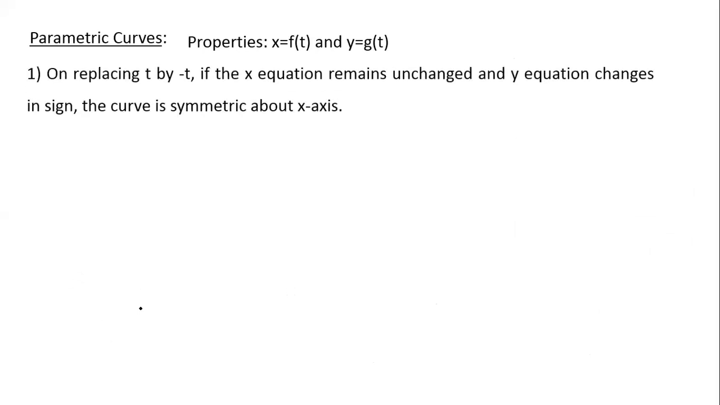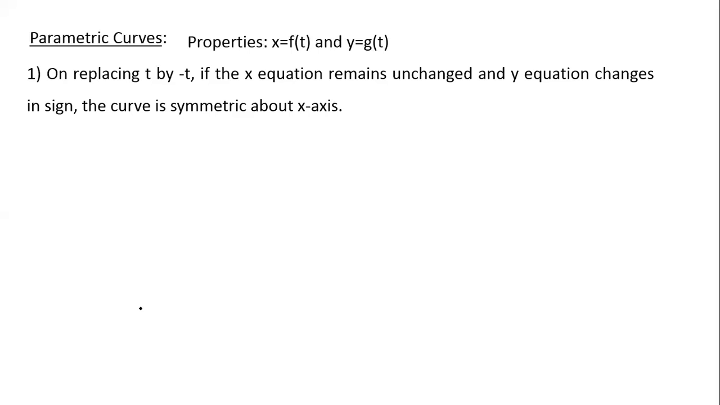So we have to take care of two simultaneous equations, x as a function of t, y as another function of t. T is called the parameter. Property number 1 is, on replacing t by minus t, if the x equation remains unchanged and the y equation changes in sign, the curve is symmetric about x-axis.